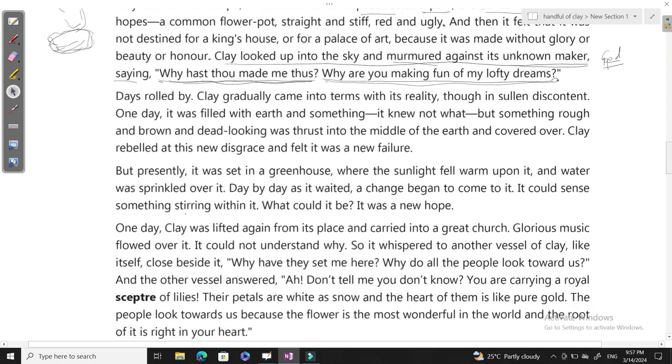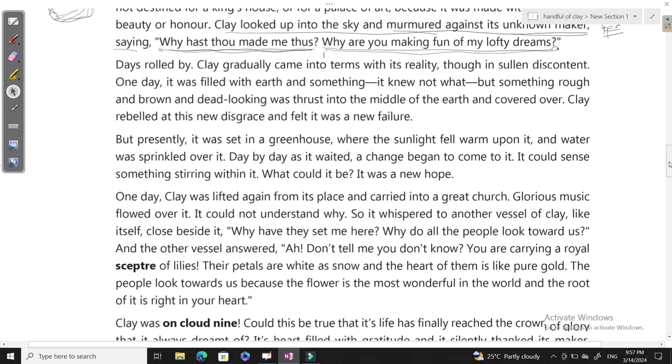Again, days rolled by. See, after that what happens? Days rolled by. Clay gradually came into terms with its reality through its sullen discontent. Sullen means unhappy, sad; discontent means not satisfied. It was not satisfied, but days passed and it accepted itself.